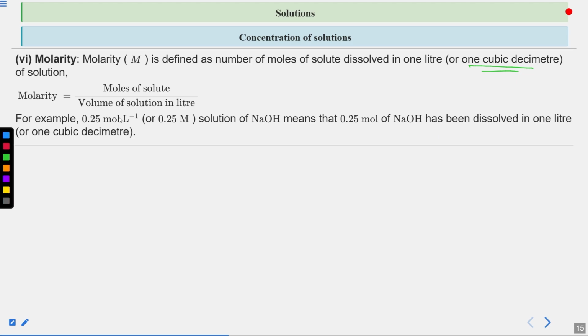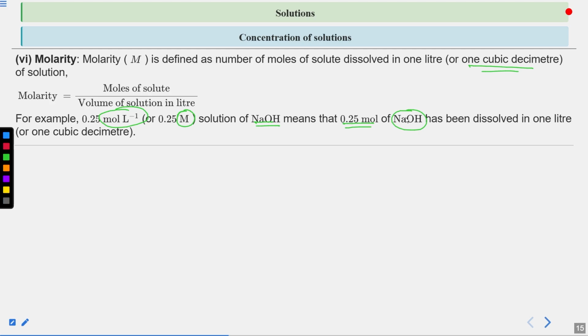For example, if we are taking a 0.025 molar solution of NaOH, you can write it as mole per liter also. Here is a very important symbol for it. So molarity has a unit of capital M. So you can write capital M in place of mole per liter. So if you have a 0.25 molar solution of NaOH, that means that 0.25 mole of NaOH is dissolved in 1 liter of the solution, or 1 cubic decimeter of the solution. That same analogy we have seen in the mass thing. We have used it here also, and it helps you to make the calculation easier.